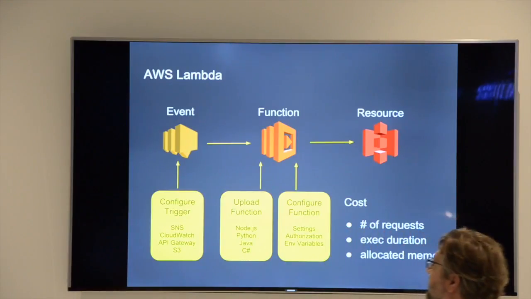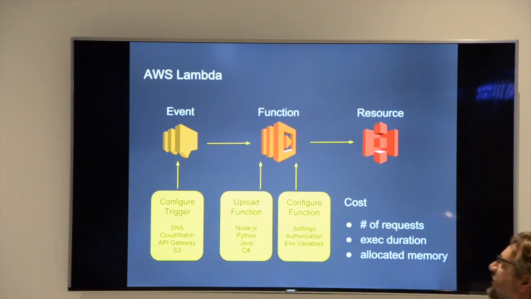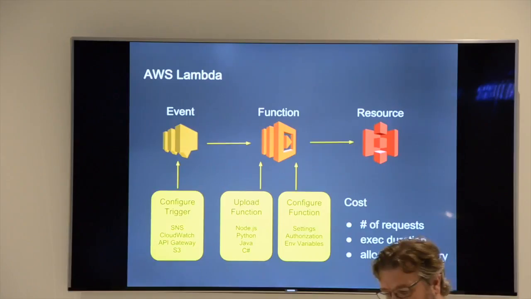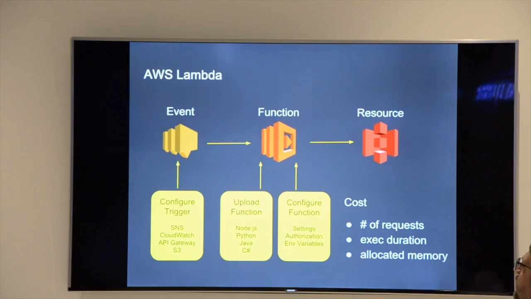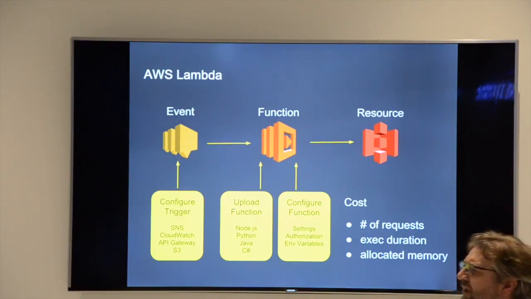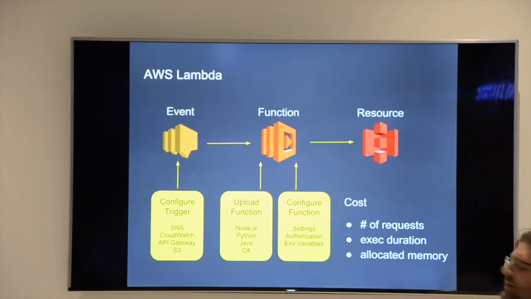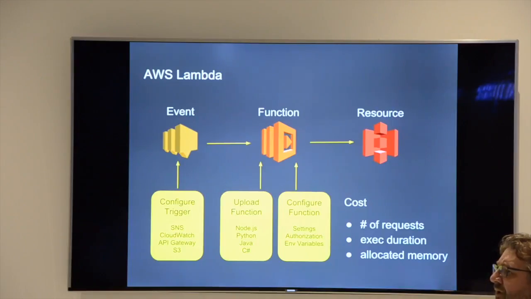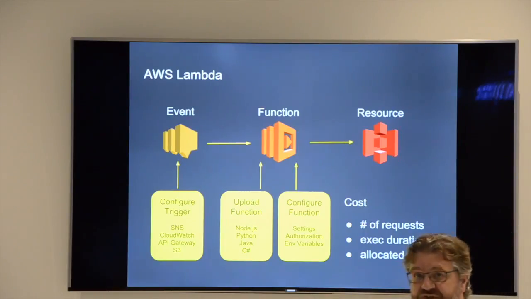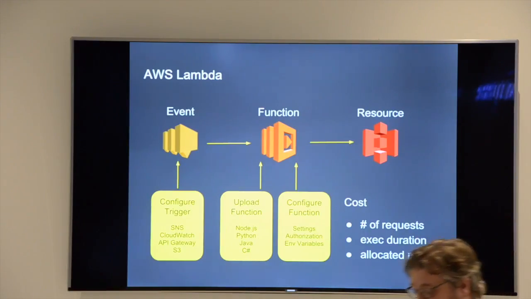Of which parts is an AWS Lambda function built? There are three parts. First, we have the event. The event is the trigger that triggers your function and executes it. Then we have the function itself, obviously with the code, and then the function normally, 90% of the time, uses some resource that it needs to execute.